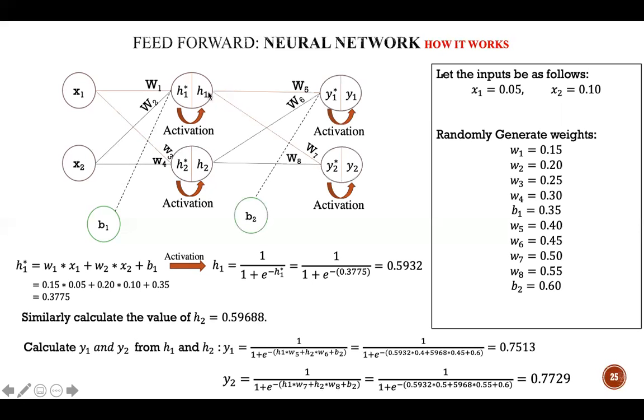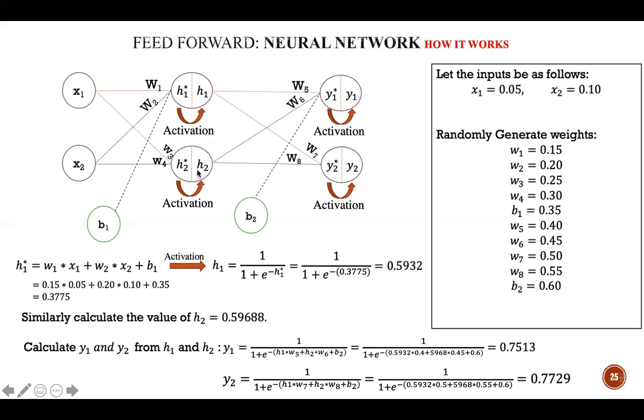Now, if I want to calculate Y1, what do I do? H1, I have calculated it. It is this number. W5 and W6 are given. B2 is given. You substitute these numbers in this equation. So Y1 is equal to 1 over 1 plus e to the power minus of H1 multiplied by W5 plus H2 multiplied by W6 plus B2. Once you do this calculation, you use the sigmoid activation, and it gives you this number.